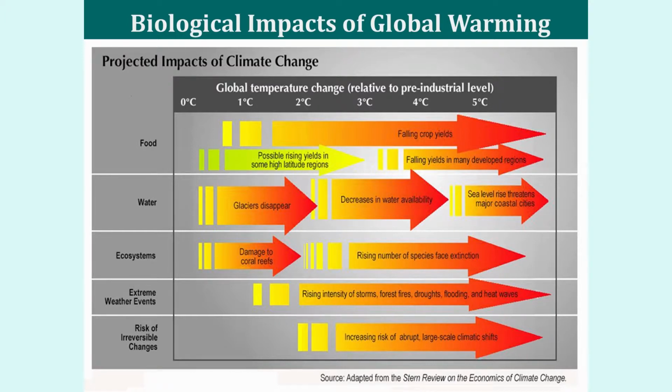And with a 2 degree increase in temperature, we will start seeing changes which will take us down the road of non-reversible changes due to climate change. So this is with a 1 and 2 degree increase. With 3, 4, and 5 degrees, the effects and impacts are going to be much more severe and dramatic.